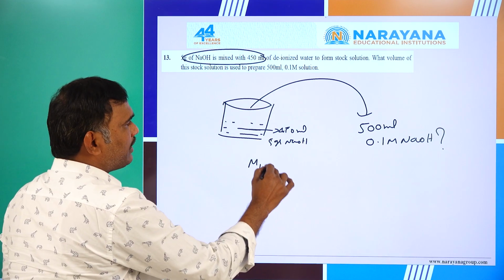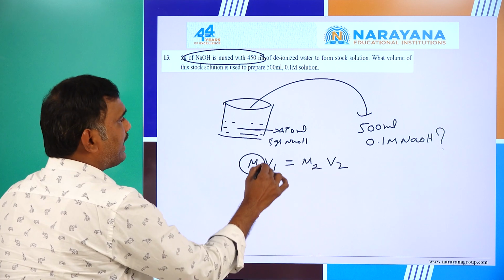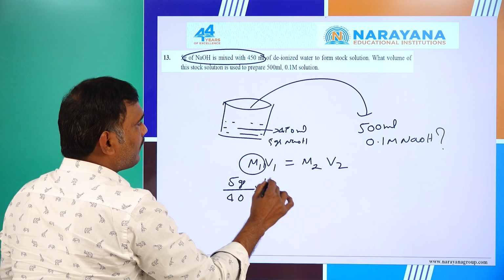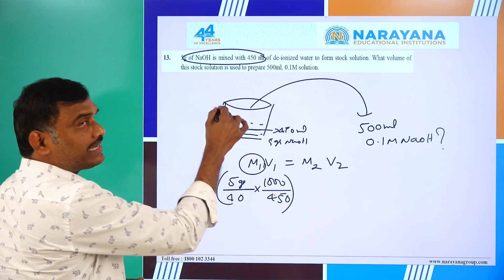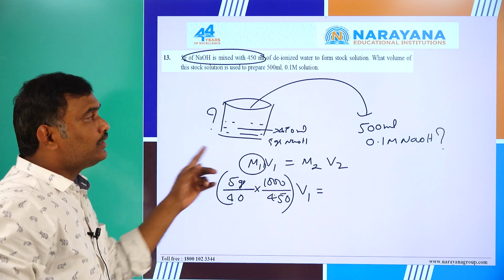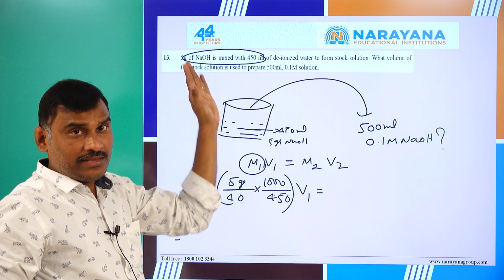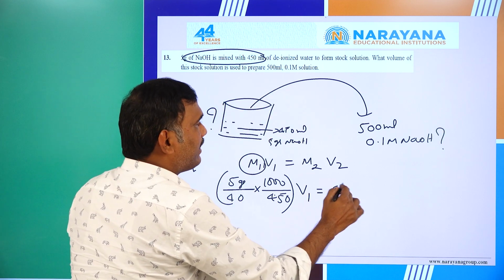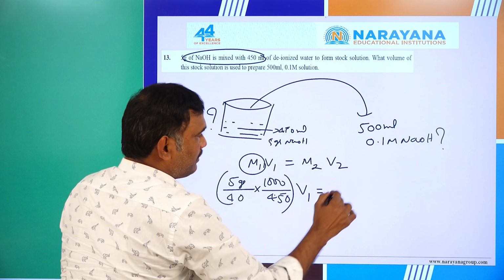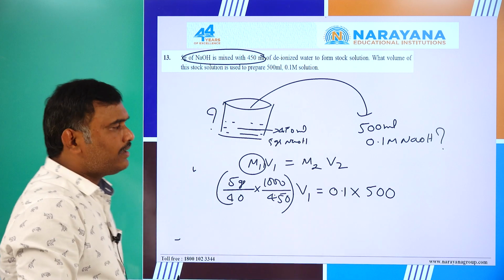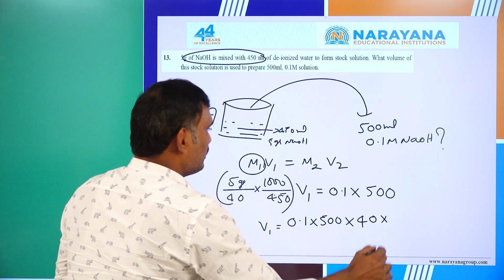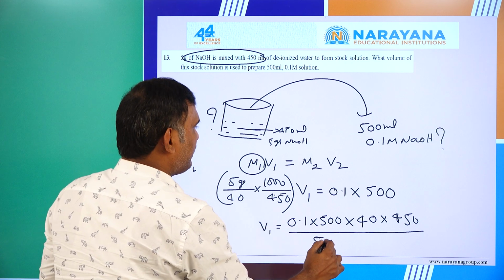Simply, students, it is a dilution problem. M1 V1 equal to M2 V2. Initial molarity, you know, is weight of the solute by gram molecular weight into 1000 by 450, which will give the molarity of the initial solution. Volume, I don't know. What volume of the stock solution is used to prepare this? He is asking what volume is needed to get this. Indirectly, first of all, they gave the molarity of the solution. Now M2 V2 is 0.1 into 500. After doing so, V1 is equal to 0.1 into 500 into 40 into 450 by 5 into 1000.